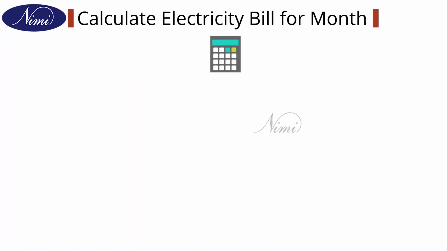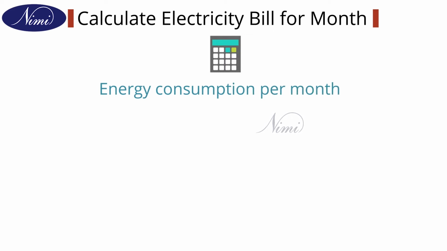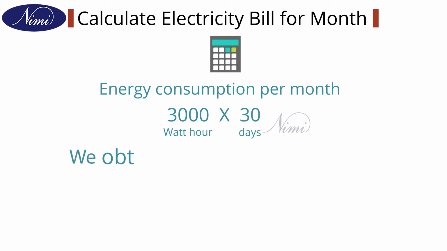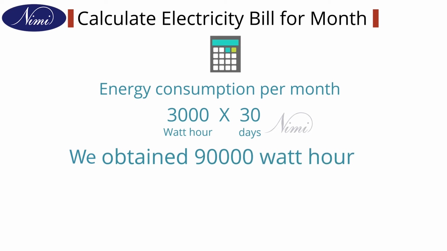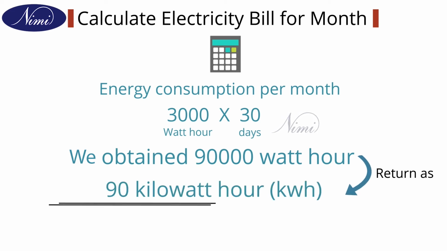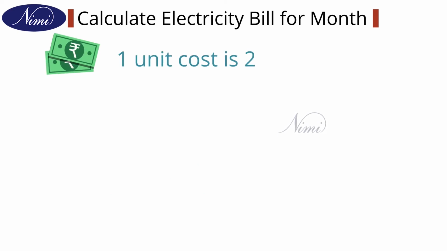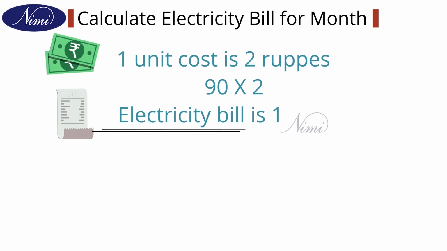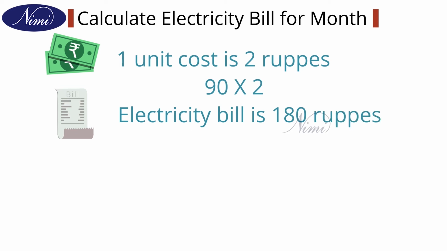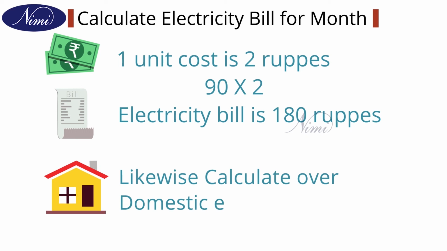To calculate energy consumption per month, this 3000 watt hour is multiplied by 30 days. So, we obtain 90,000 watt hour, and this can be written as 90 kilowatt hour, which is 90 units. If the cost of 1 unit is 2 rupees, then we have to pay 180 rupees as the electricity bill. Likewise, we can calculate our domestic electricity bill.